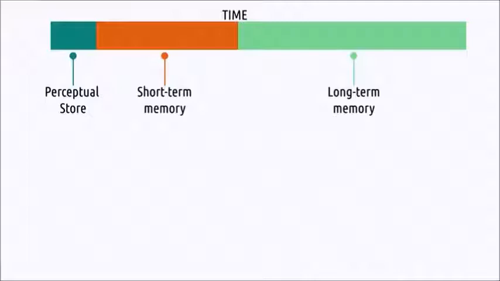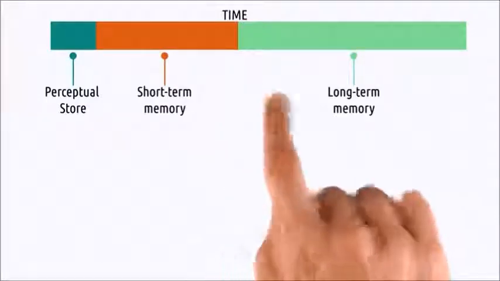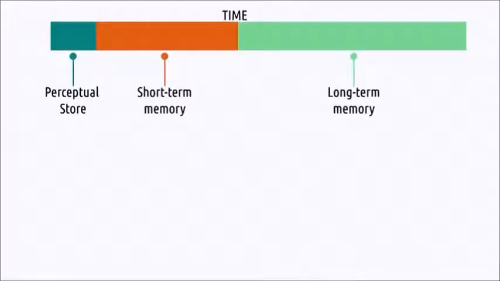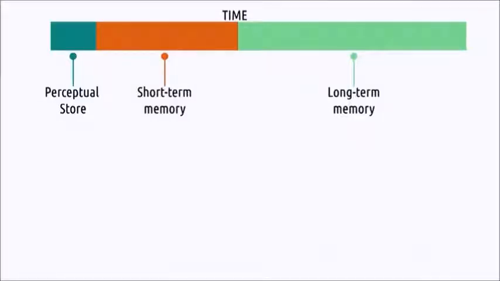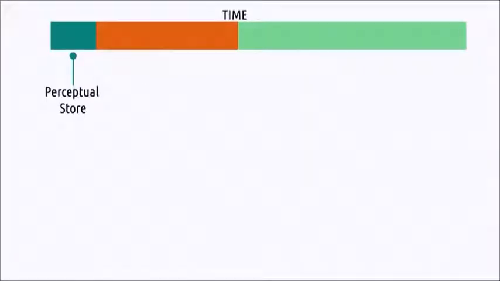Some scientists argue that there are other types of memory as well, like an intermediate sort of back-of-the-mind memory, but the greatest consensus is around the existence of at least these 3 kinds. So let's start with the first, the perceptual store or the working memory. The perceptual store is a very short-term memory lasting less than a second.